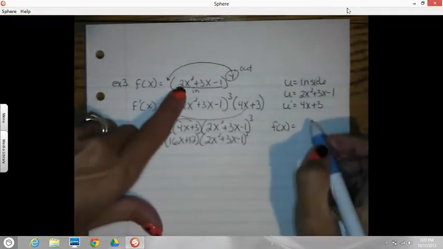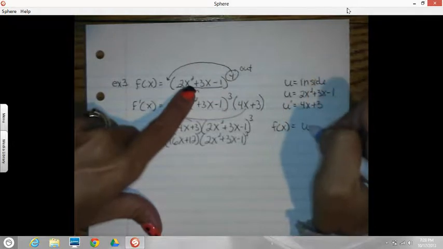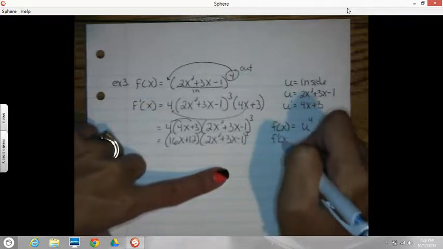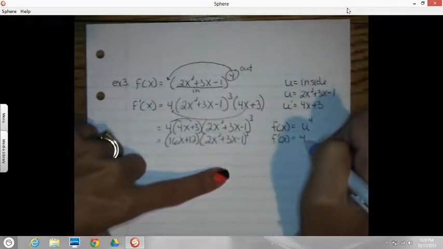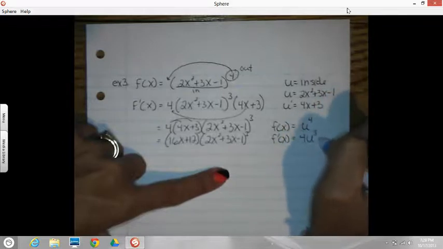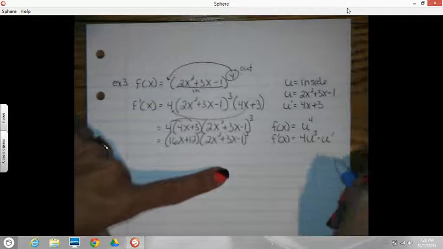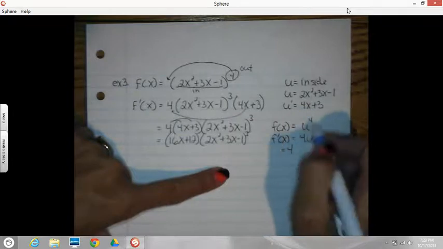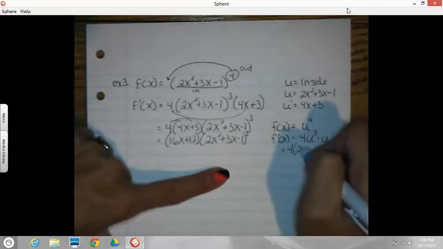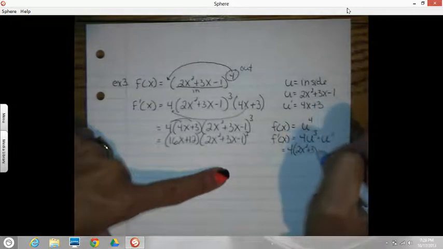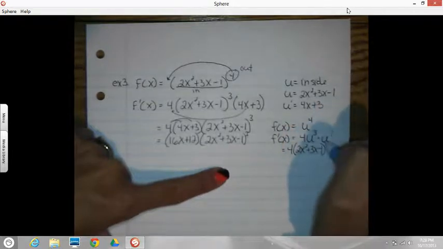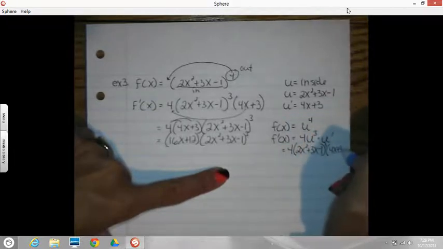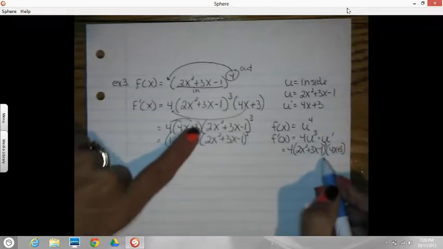Now I'm ready to rewrite this, f of x, in terms of U. So this whole quantity here was U, and that's being raised to the 4th power. This is very easy to do a power rule on. 4 comes down, u to the third power times u prime. And now I just have to substitute in for the u and in for the u prime. Because u is a quantity, I need parentheses. 2x squared plus 3x minus 1, and this says to cube u. And now times u prime, and u prime is a quantity, 4x plus 3. Now I'm right at the spot where I was here, and you can see what we did.